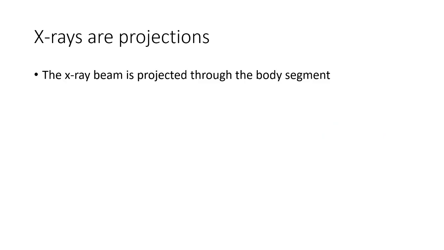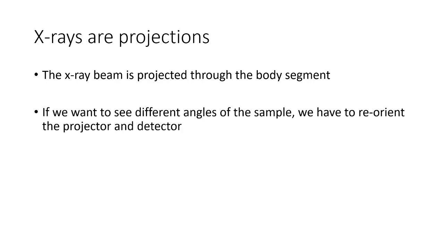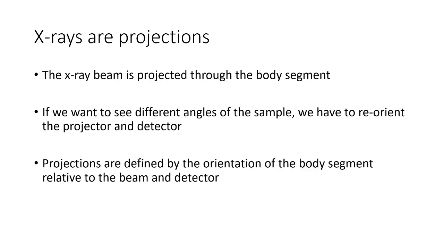X-rays are projections because the X-ray beam is literally projected through the sample or the patient to the receiving detector on the other side. The basic principle is exactly the same as a presentation projector in a classroom or a movie projector. This means if we want to visualize a different angle of the sample, we have to reorient the projector and the detector. Different projections are defined by the orientation of the body segment relative to the beam and the detector.